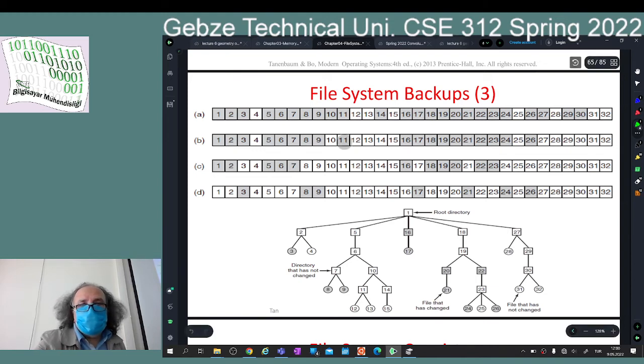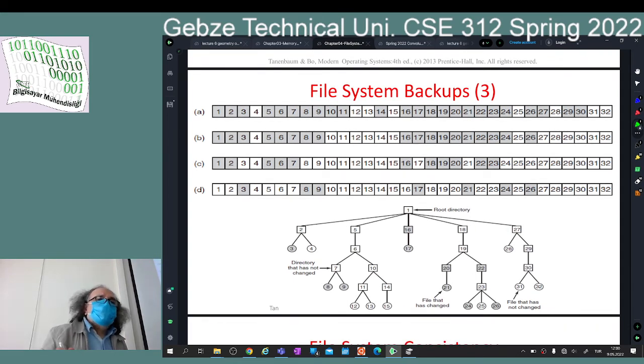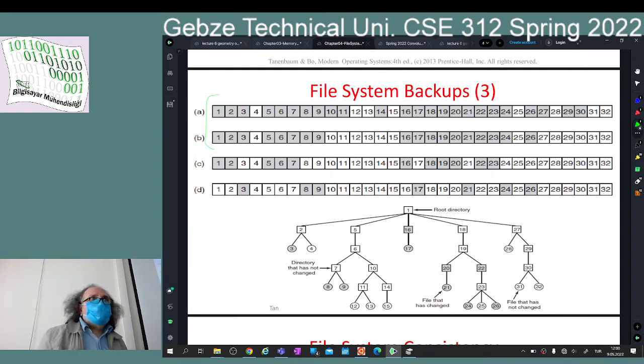So 10, 11, 14, and where is 15? 15 is a file name, okay? So they are removed. So if you like to see it that way, these two first steps, A and B, are doing this. They mark all the modified files. Also, they mark all the directories that contain any modified directories or files in their path.